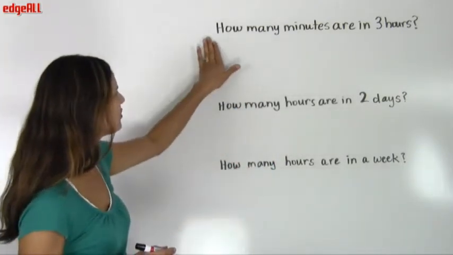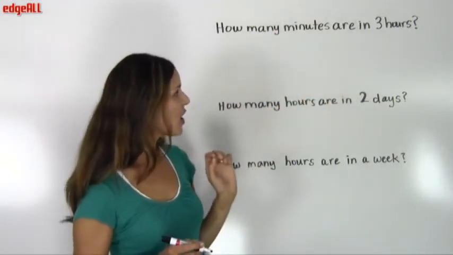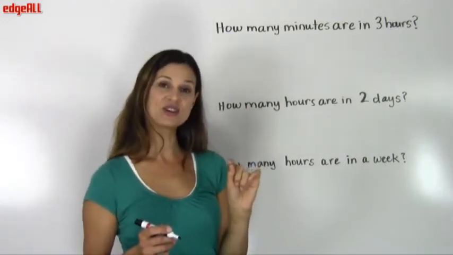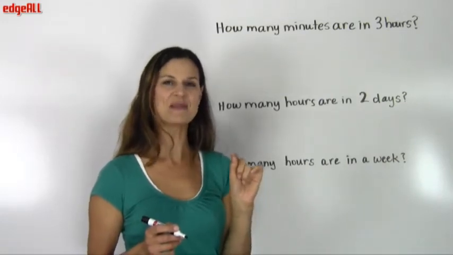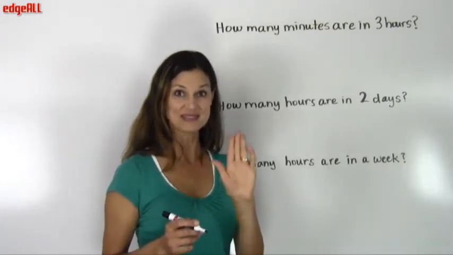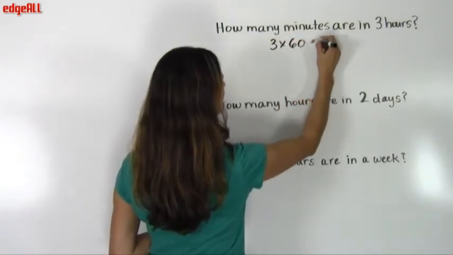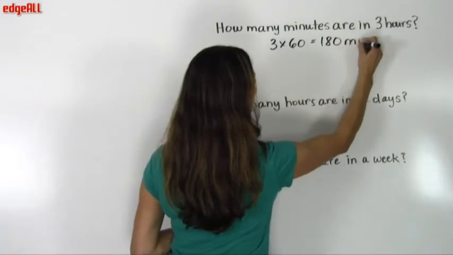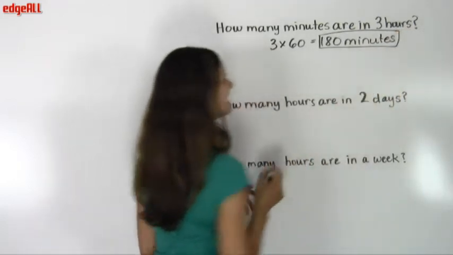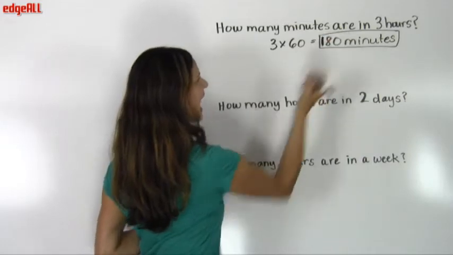So in our first example, we are asked how many minutes are in 3 hours? Well, we know that in 1 hour, there's 60 minutes. And so in order to find out how many minutes there are in 3 hours, we need to multiply 3 times 60. So we get 3 times 60 equals 180, and our units are in minutes. So there are 180 minutes in 3 hours.